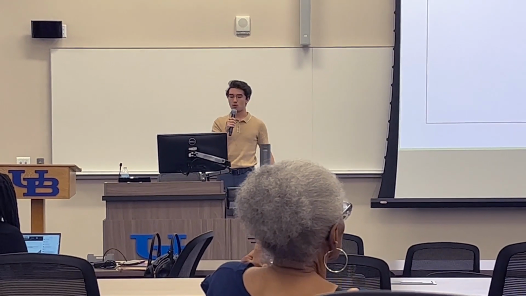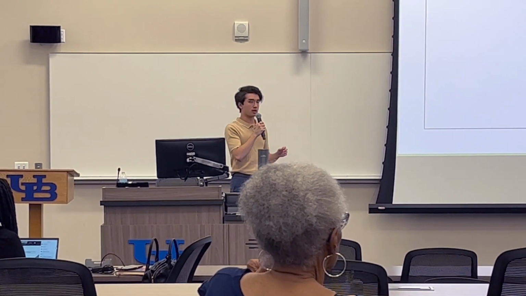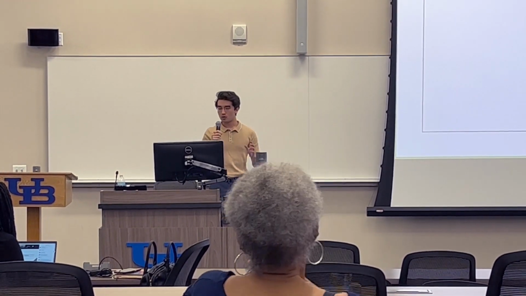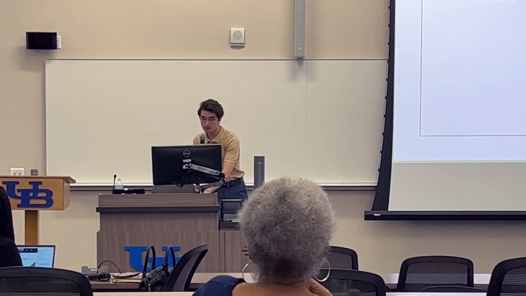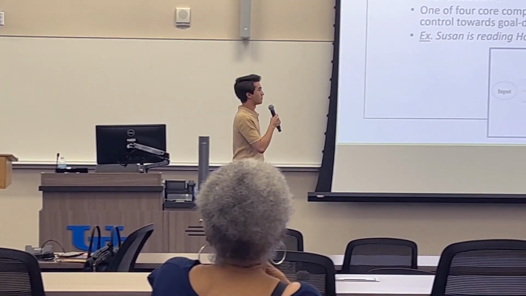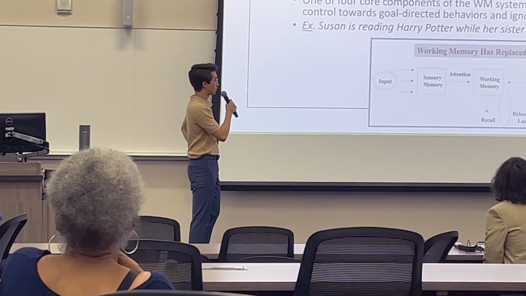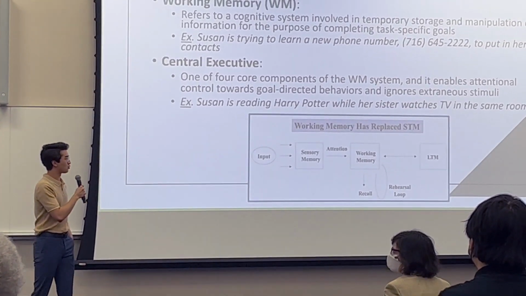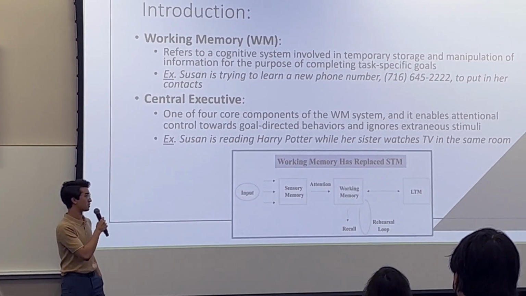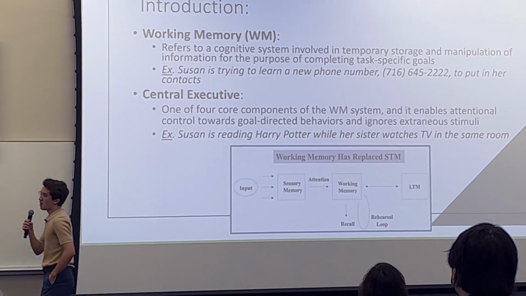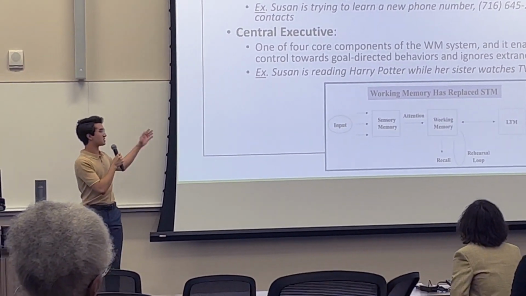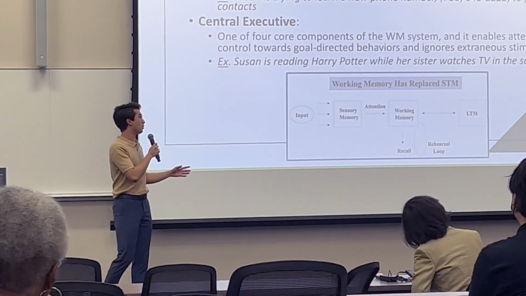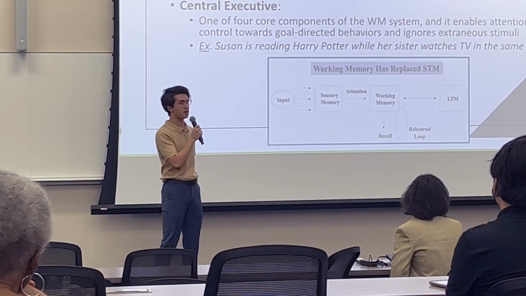And so as I said before, working memory refers to a cognitive system. One of the core components of this system is something called the central executive. Right? This is one of 4 components of the working memory system, and it enables intentional control towards goal-directed behaviors and ignores extraneous stimuli. What that basically means is, in this example here, Susan has a goal of finishing a Harry Potter book by the end of the week.